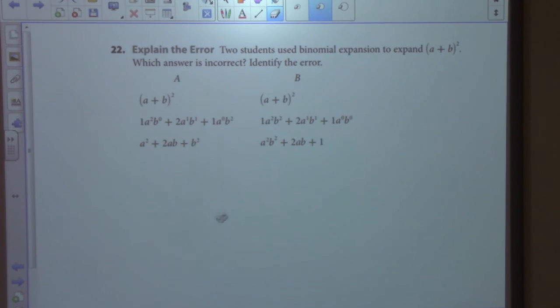What we're going to do with the remainder of class is we're going to be working on factoring.